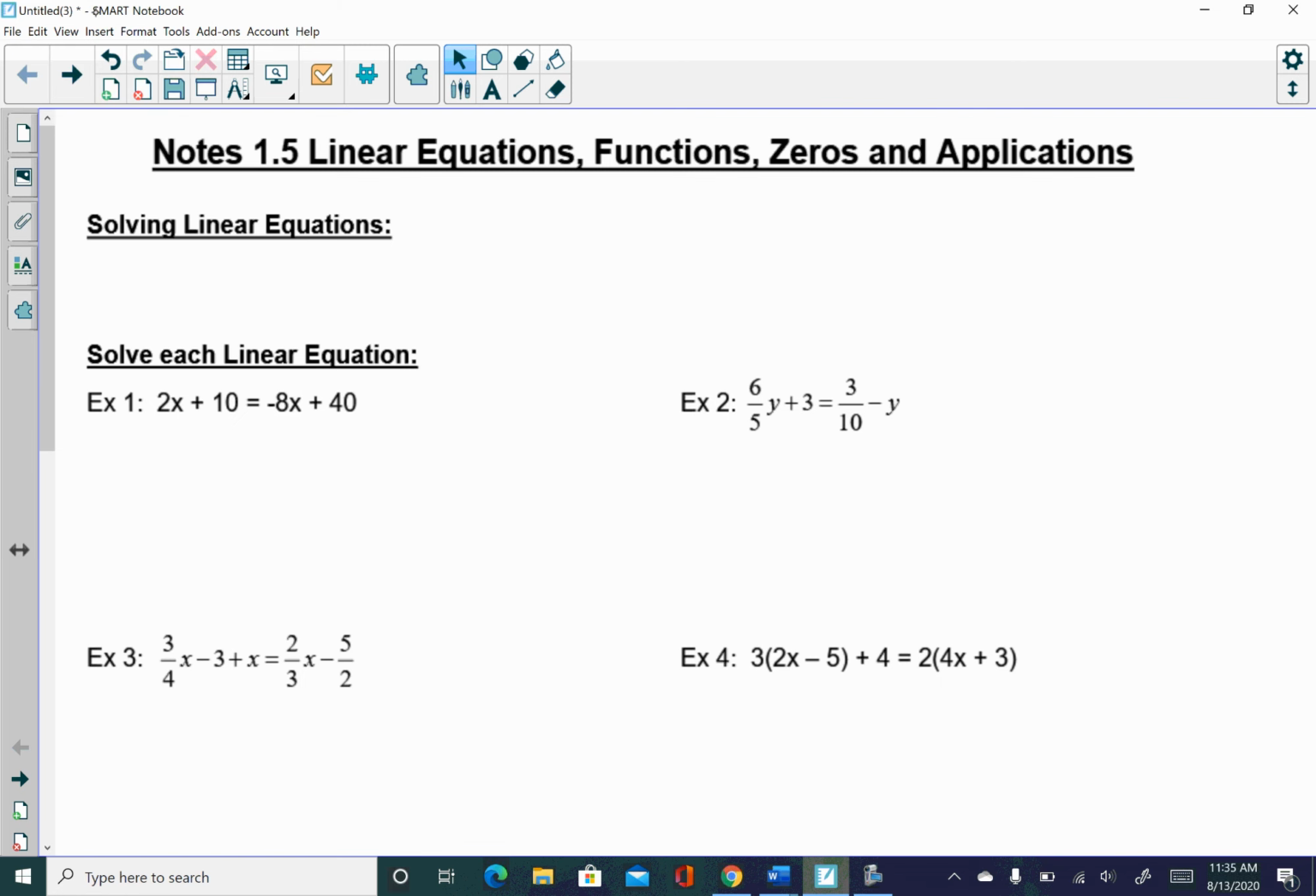Hi there. So a lot to cover in this section. In section 1.5, we'll be looking at linear equations, functions, zeros, and applications of linear functions.